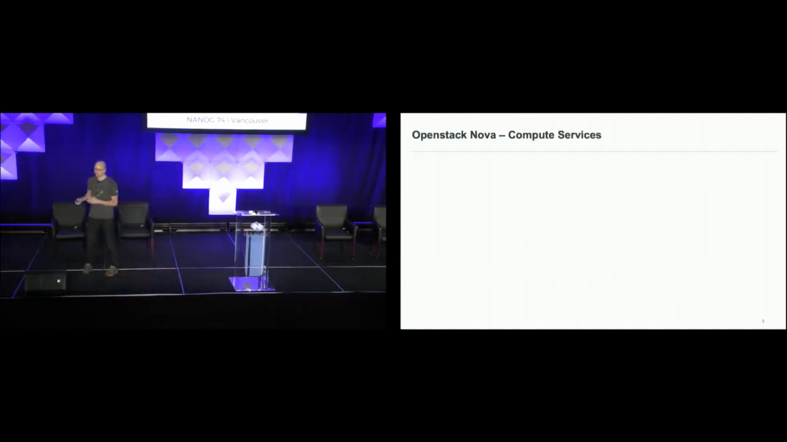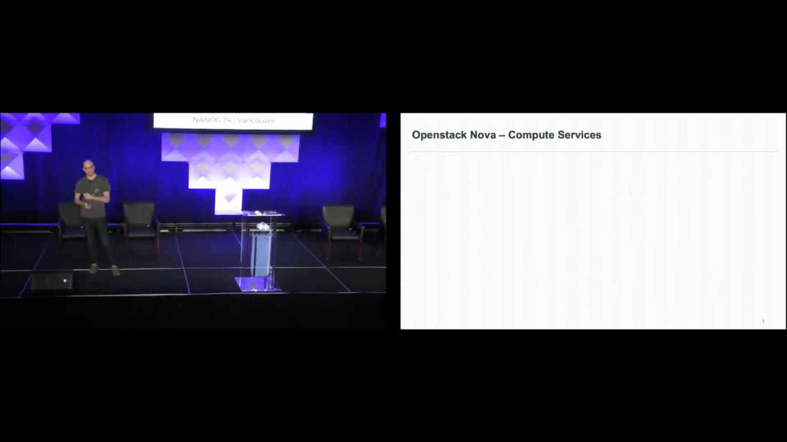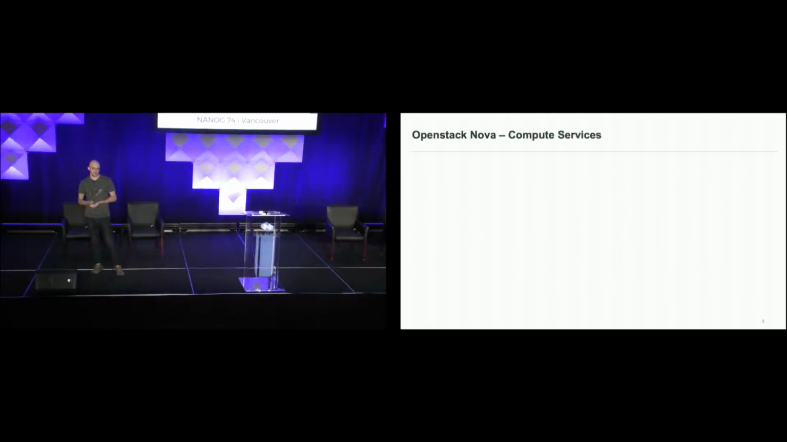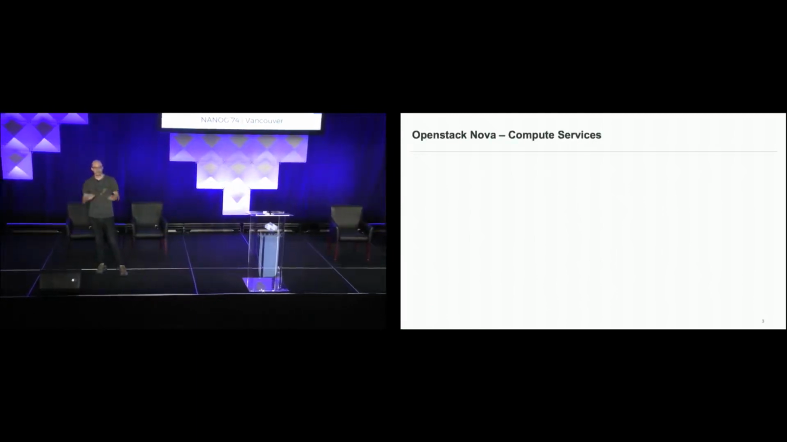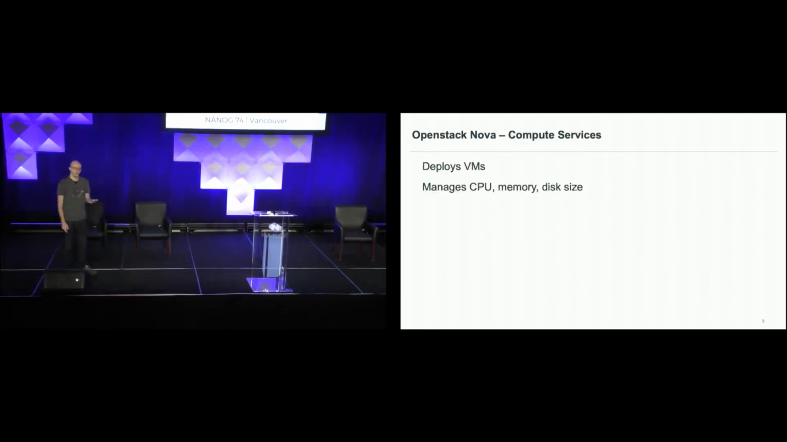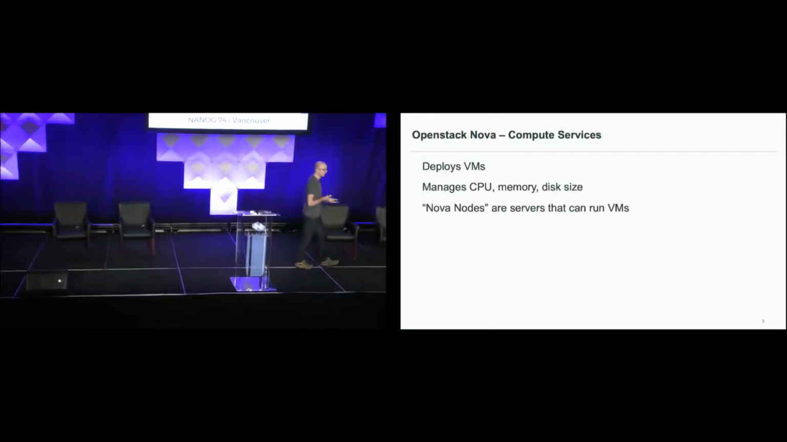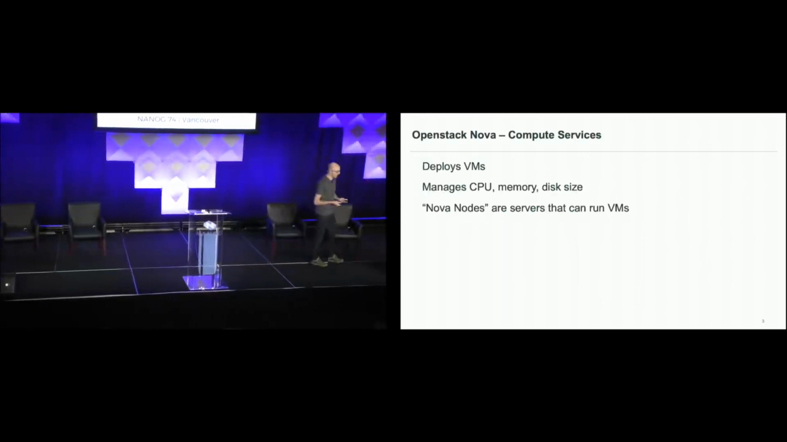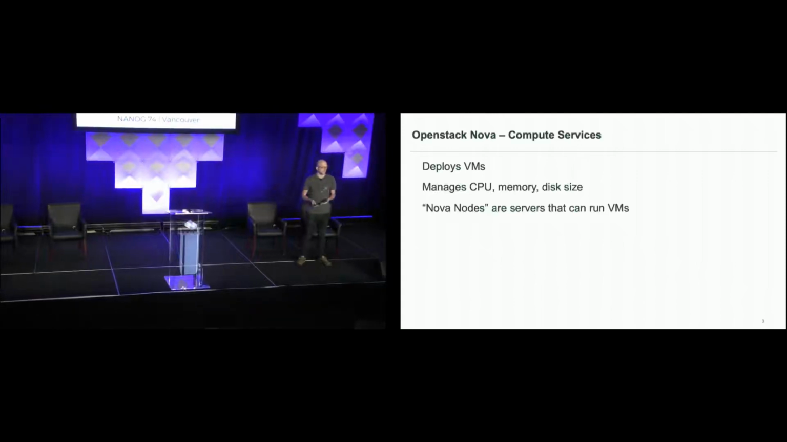So we're going to talk just about Nova, which is the compute services, and Neutron, which are the network services. These are just the project names that Openstack has given them. Nova is the thing responsible for deploying a VM. Again, it's going to manage that VM's capabilities, its disk size, its memory, its CPU. The Nova nodes are the bare metal servers on which I want to run VMs. So if I have a rack of compute and I'm going to deploy VMs on that rack of compute, those are all Nova nodes.